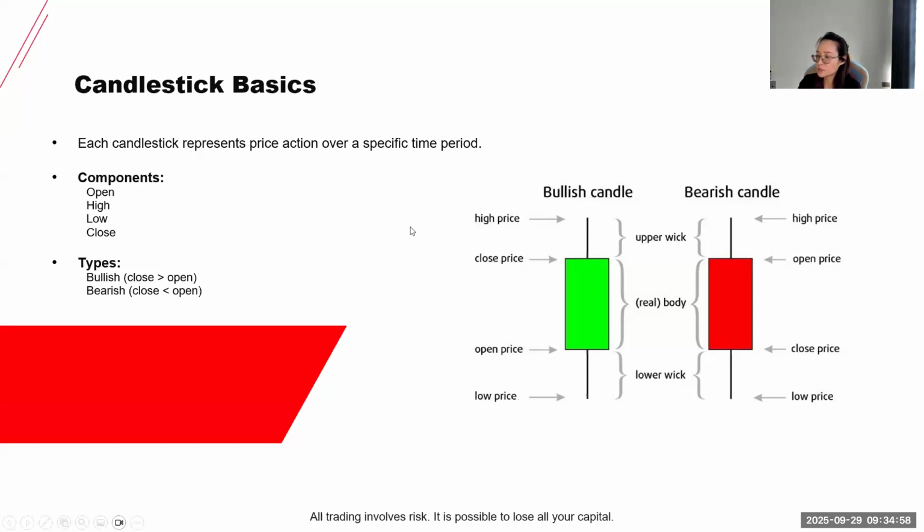The components we already know: they have open, high, low, and close. And the types are bullish and bearish candles. Here for the bullish candle, price has to open from below and close right here, at a higher price. This is the lower price. We call this a wick. We know that this is the body.